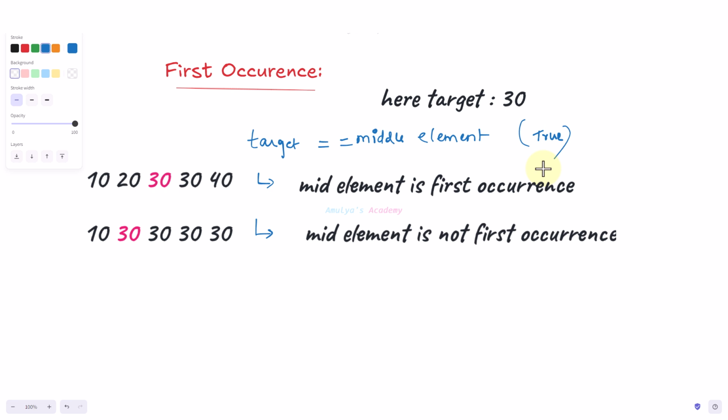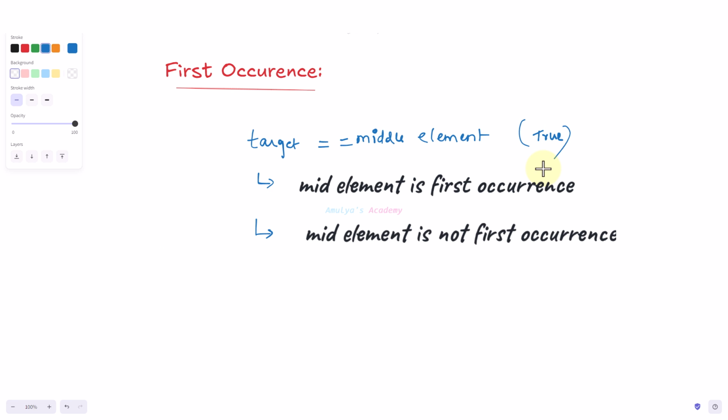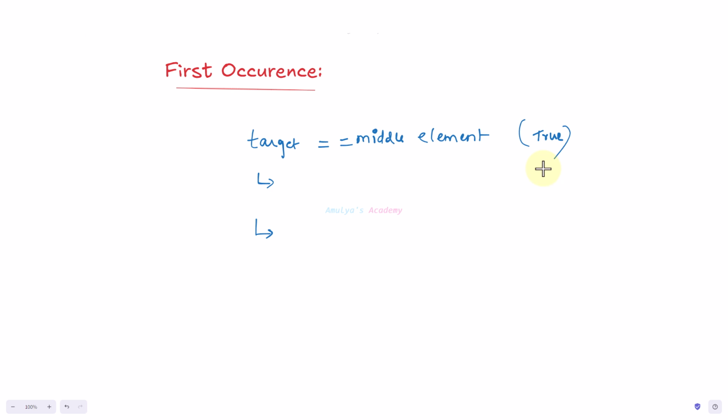Finding the target once doesn't mean it is the first time it appears. That's why we store the index of the middle element and keep searching in the left half to see if the same value appears earlier. Next, let's take an example.